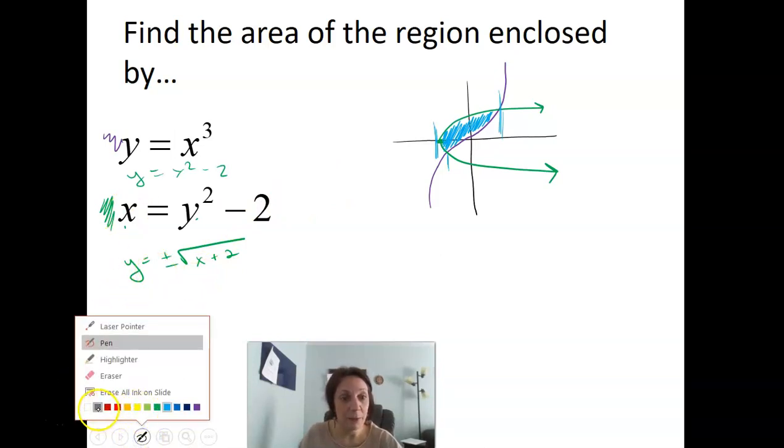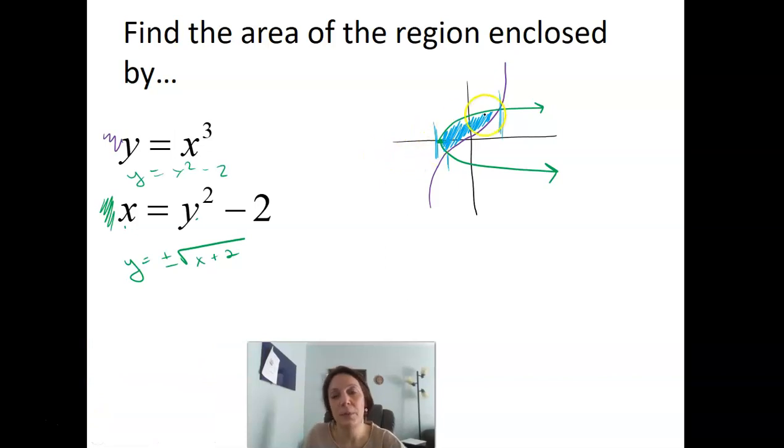So look, if we do a horizontal rectangle, on the left, I have a clear boundary the whole time. It's this parabola. On the right, I have a clear boundary the whole time. It's this cubic. No boundary switch. Okay. So let's set it up like that. I know I'm going to have dy.